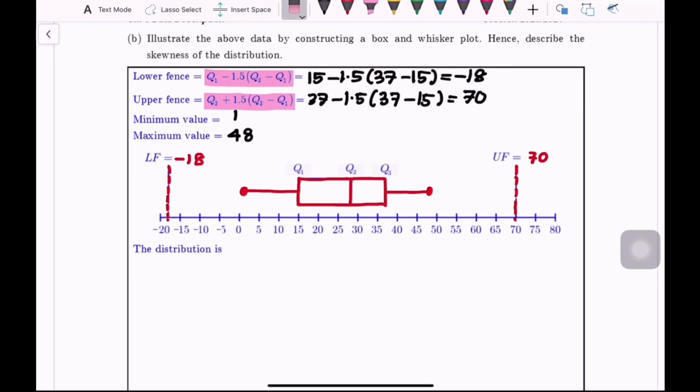From the box and whisker plot, we see here that Q2 is nearer to Q3, or we can see from the longer box and longer whisker to the left that the distribution is skewed to the left.